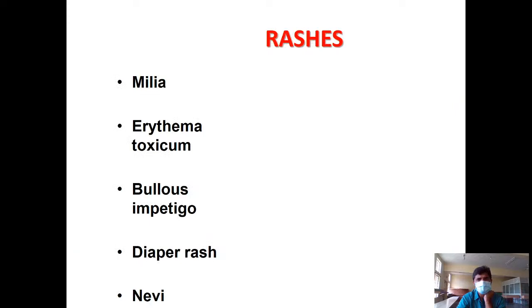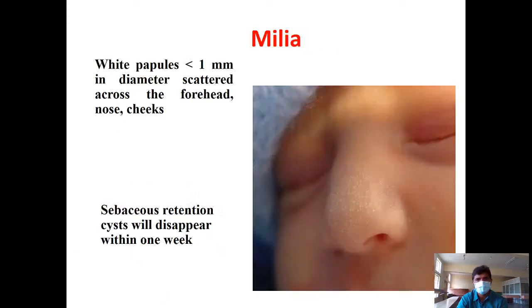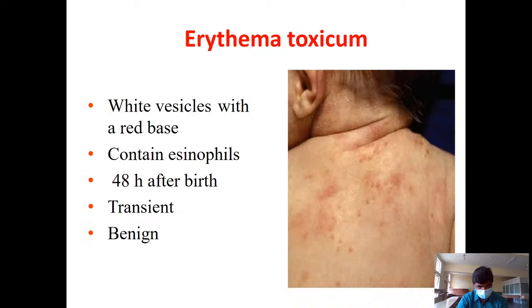Then you can have rashes like milia, erythema toxicum, bullous impetigo, diaper rash. Milia are white papules less than 1 mm in diameter scattered across the forehead, nose and cheeks. These are sebaceous retention cysts and these disappear within 1 week. Then you can have erythema toxicum, white vesicles with a red base, usually appearing at 48 hours of life and disappearing by 1 week, transient and benign in nature, just reassurance is what is required.